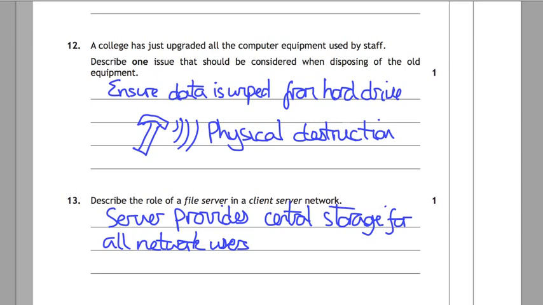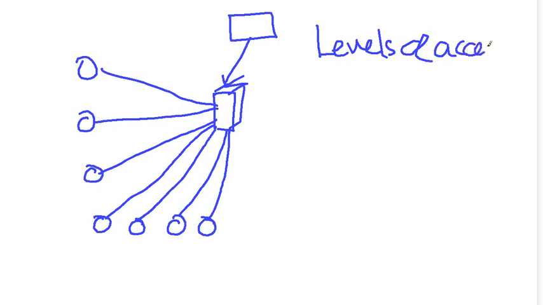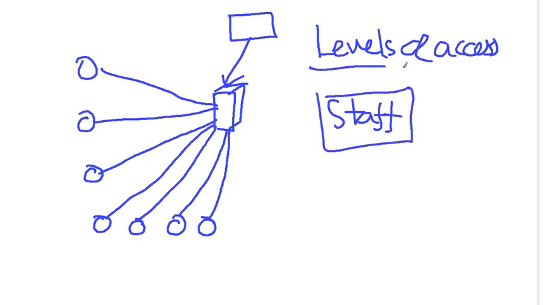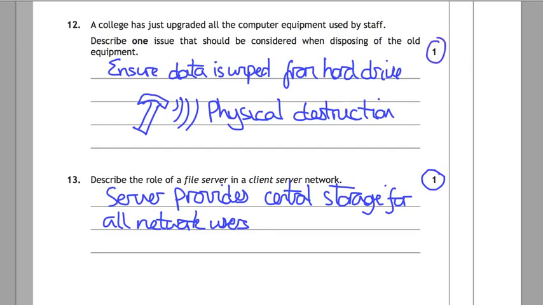Okay, I'll go back to the picture. Now, I'll say this is my computer and you can access the server. I can get different levels of access, okay? So you can access some things. I can access the staff folder, okay? And that's what the server does. It can provide different levels of access as well, right? So if you're talking about it can provide storage, then you get your mark. It can also provide different levels of access. So there's a few possibilities, okay? So you've got your mark for that one and for that one.